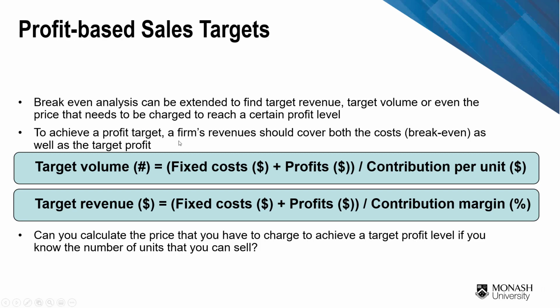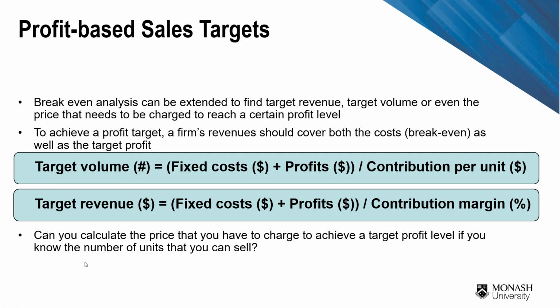To achieve a profit target, a firm's revenue should cover both the costs as well as the target profit. So what they're saying in here is that if you have a target profit in mind, then you do need to take that into account with the fixed costs so that at least you can target how much you want. Right? So this is not going to be a break-even anymore. This is more about the target that you want to reach. And most likely you want to reach a target that has a profit in there, because otherwise why are you in the business, isn't it? So that's what this calculation is showing.